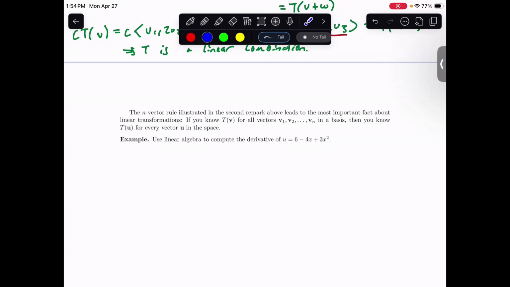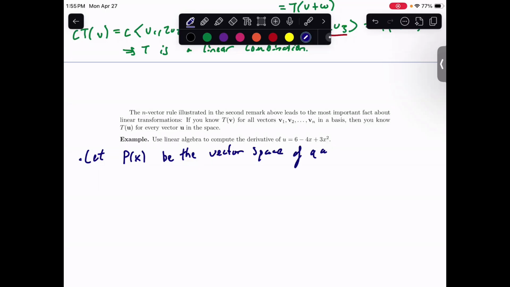And so we can use these facts to compute the derivative of some vector U, or the derivative of a polynomial given by 6 minus 4x plus 3x squared. This is actually getting more into content from the next section, section 8.2, but I want to say a little bit about it. So we're going to let P of x be the vector space. We haven't really had this perspective before, but we're going to let it be the vector space of quadratic polynomials.